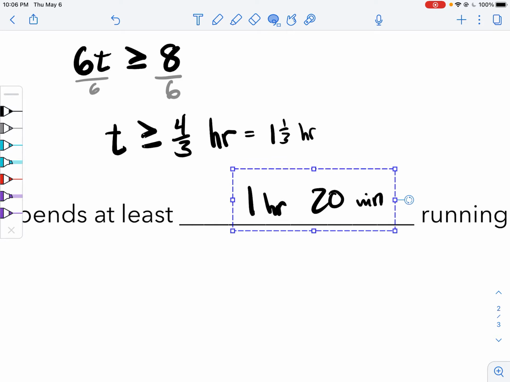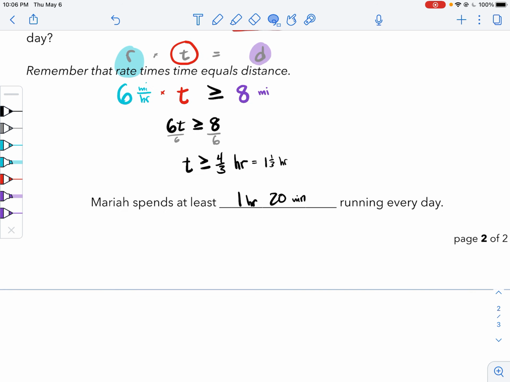Ta-da! So Mariah spends at least 1 hour and 20 minutes running every day.